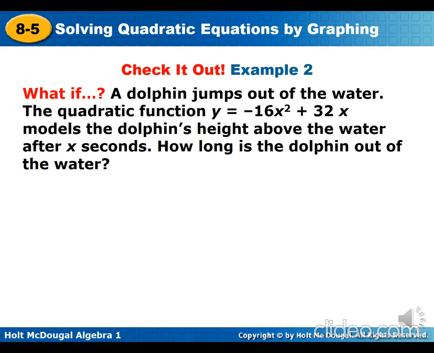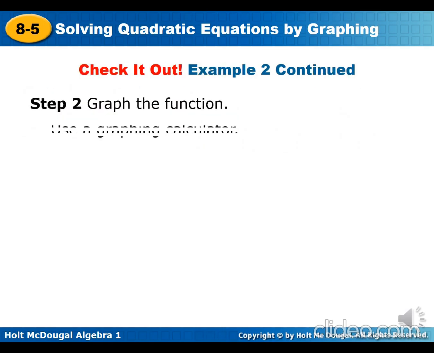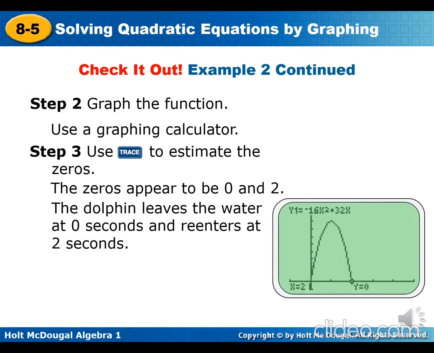Now we're going to talk about a dolphin that jumps out of the water, and the quadratic function is negative 16x squared plus 32x. Same old thing. Let's write the related equation and then graph it. You can use a graphing calculator again just to make your life easier. Now, as you can see, this is the start and this is the end. So it appears that the dolphin stayed out of the water for 2 seconds.